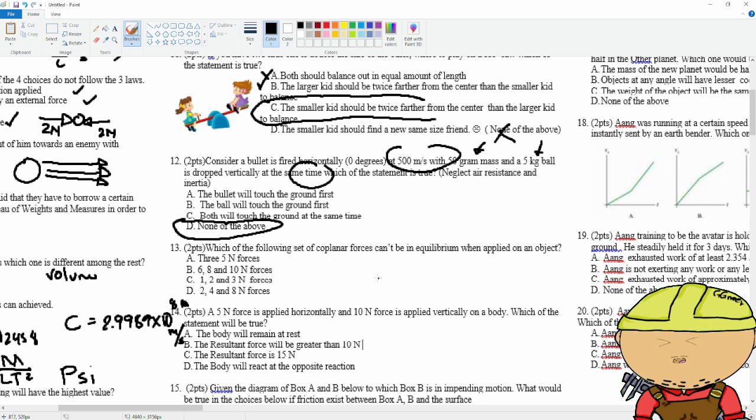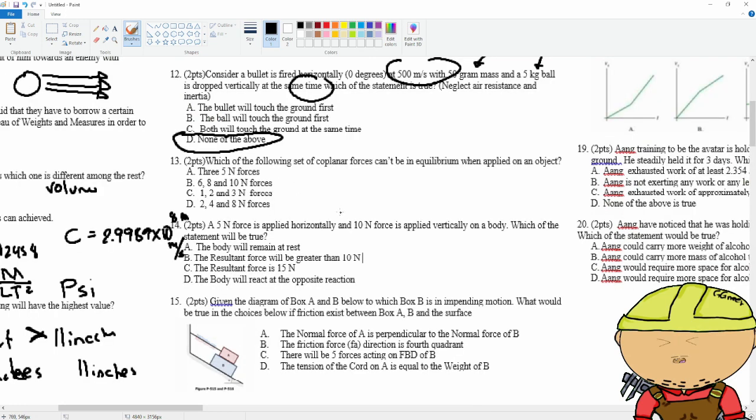Okay, which of the following sets of coplanar forces can be in equilibrium when applied on an object? This is in the topic of free fall, by the way, number 12. 5 Newton forces. Oh, this is more like a cosine law. 5 Newton can be set in 60 degrees. 6, 8, 10 forces. How about 6, 8, 10?